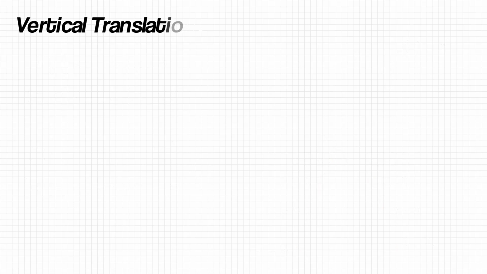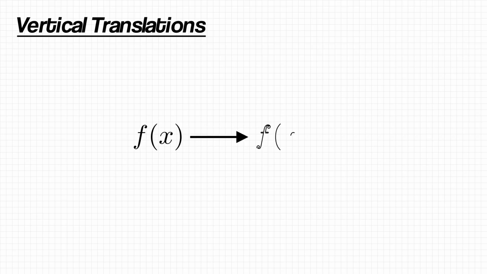Next, let's take a look at translating a graph vertically in the y-axis. We can translate a graph vertically simply by adding or subtracting a constant from the output of a function.